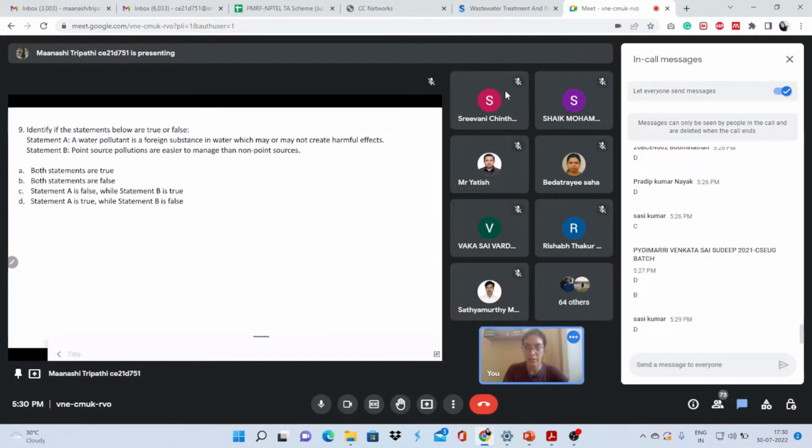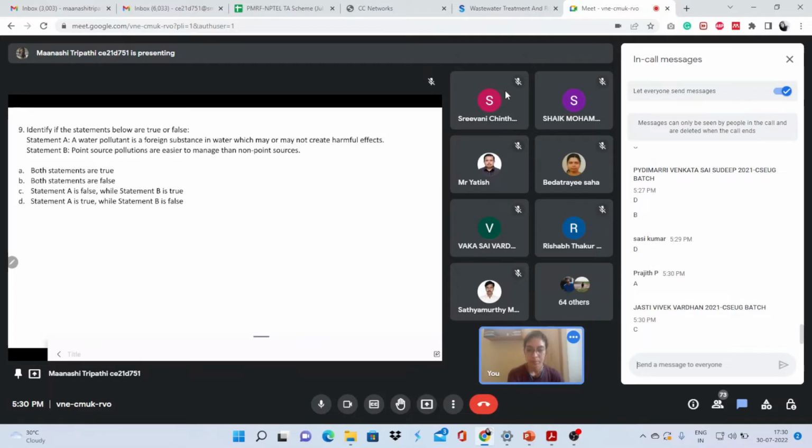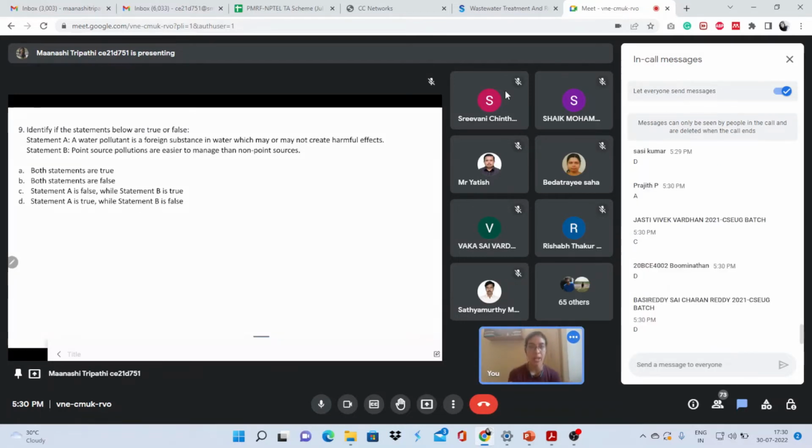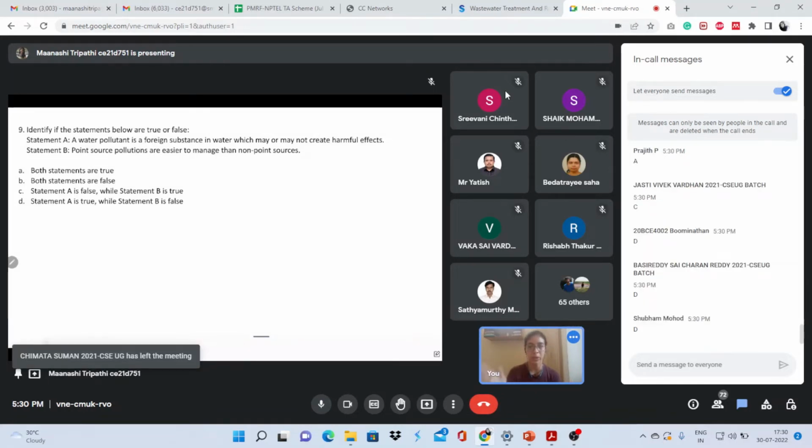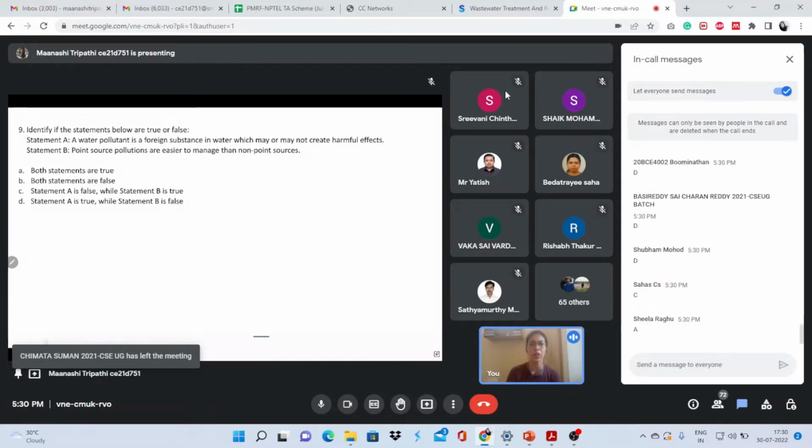Try to answer this question. Just try to understand the difference between pollutant and contaminant. I'll give you a hint. With a contaminant, if anything is coming into the water, it's a contaminant, and if we know it's harmful, then it's a pollutant. A pollutant is always harmful. A contaminant may or may not be harmful.